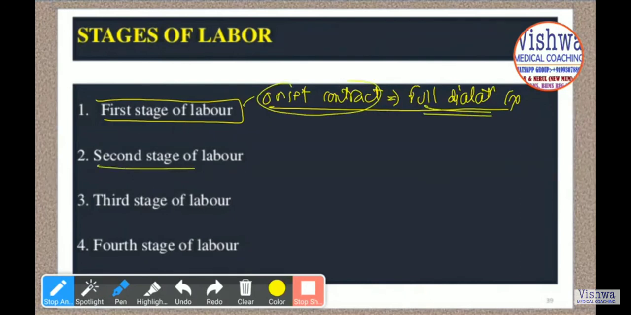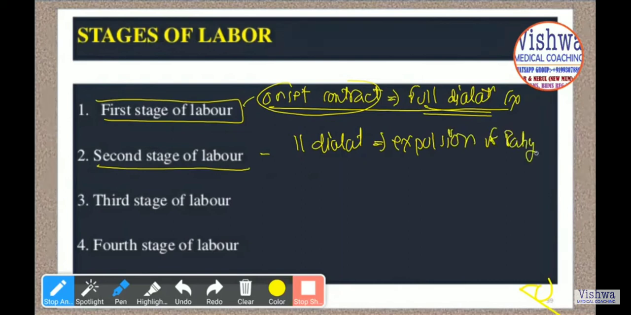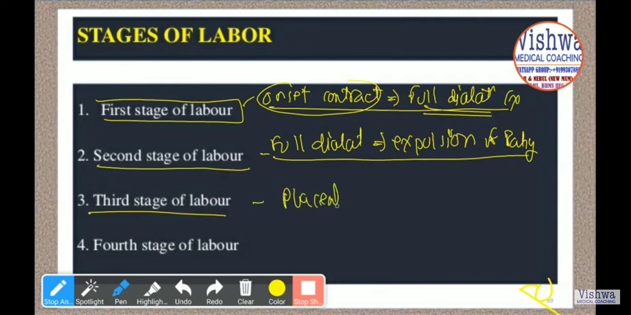The second stage of labor is from the full dilatation of the cervix to the expulsion of the baby. Third stage is the expulsion of the placenta. And fourth stage is observing the patient for 1 hour. Remember, this is the most important slide in the whole lecture.